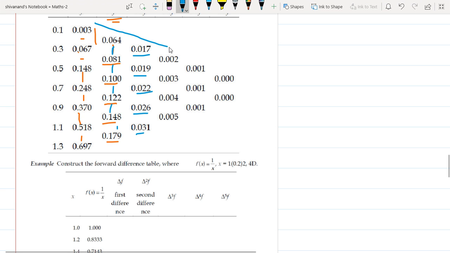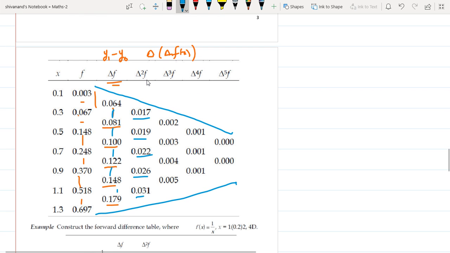Now we can observe, as I explained, that in each delta, when you increase the order of delta, the values tend to narrow like this, okay? So this is what the table looks like.